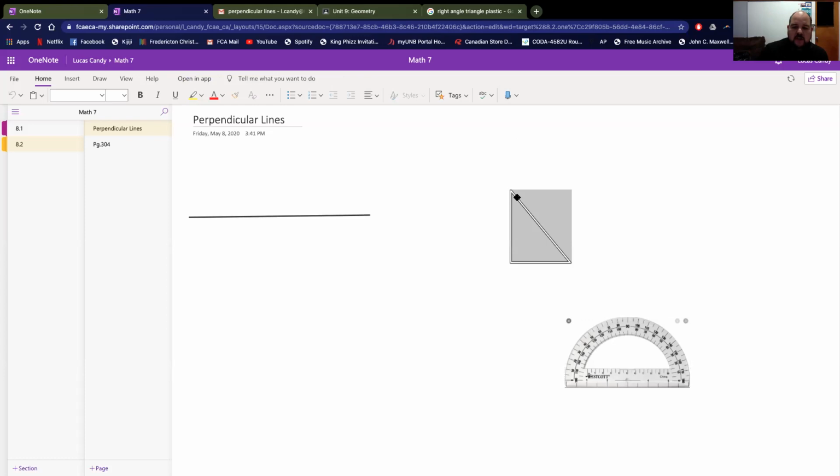And you might say, Mr. Candy, where am I going to find a right angle triangle? Well, in your geometry set, you have a right angle triangle. I actually tried to find a picture of one, just like I have a picture of the compass over here. But for some reason, they were all at a weird angle. It was hard to get them.